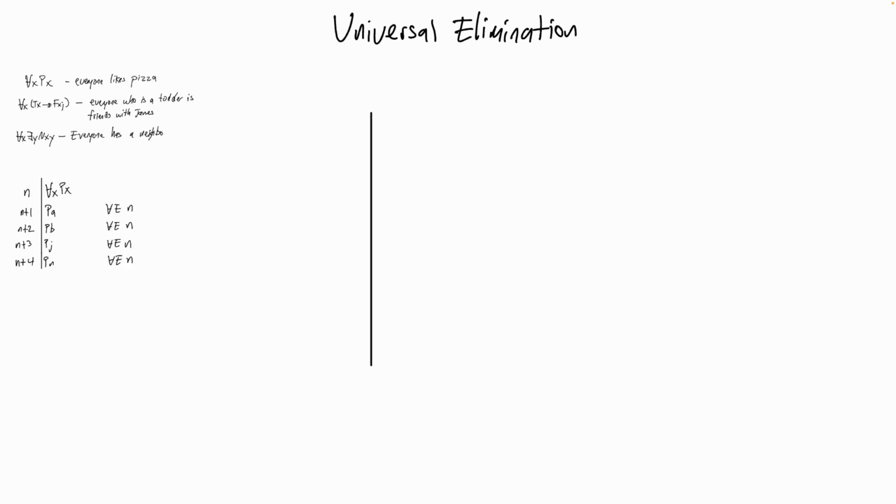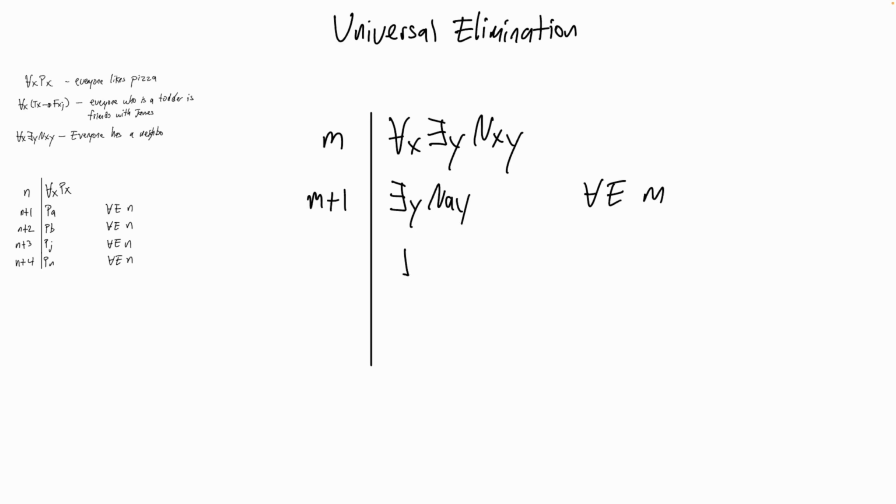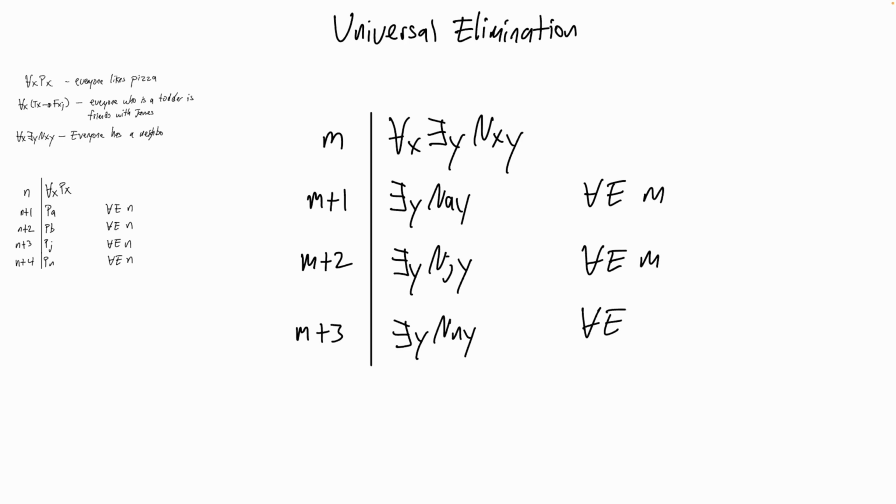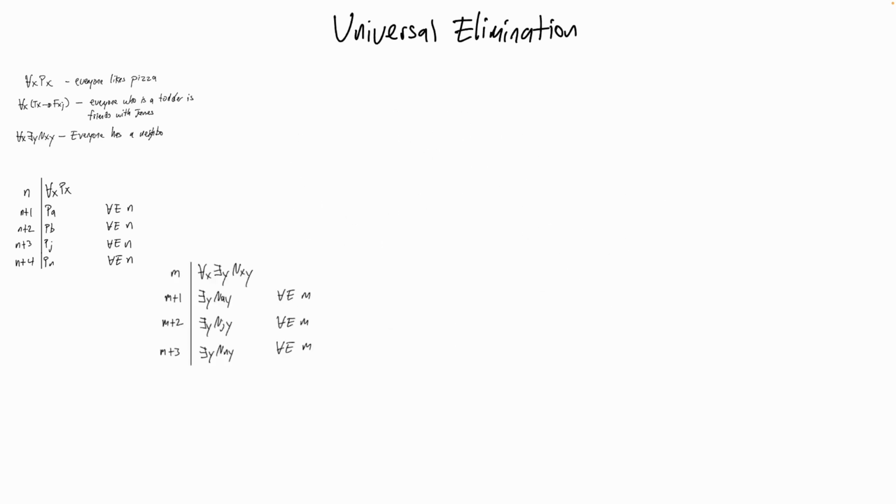If you have for all x, there is a y such that Nxy, everyone has a neighbor, then you can conclude that there is a y such that Nay, Alex has a neighbor. You can conclude that there is a y such that Njy, James has a neighbor. You can conclude there is a y such that Nny, Naveen has a neighbor, and so on and so forth. Because whatever can be said of everything can be said of each individual thing separately. The universal elimination rule is really as simple as that.